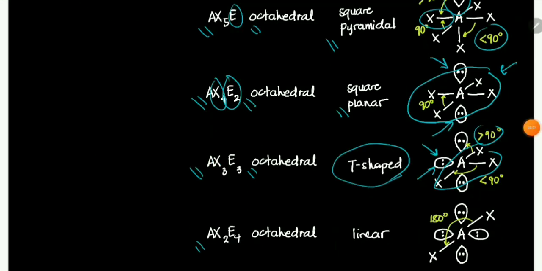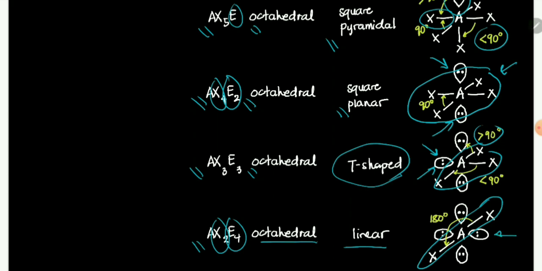So finally, we have the AX2E4 molecule type. So dalawa yung bonding pairs, apat yung lone pairs. So octahedral yung electron pair geometry pero linear na lang yung kanyang molecular geometry. So makikita natin dito, yan yung kanyang molecule. May dalawang bonding pairs at 180 degrees yung angle between the bonding pairs.